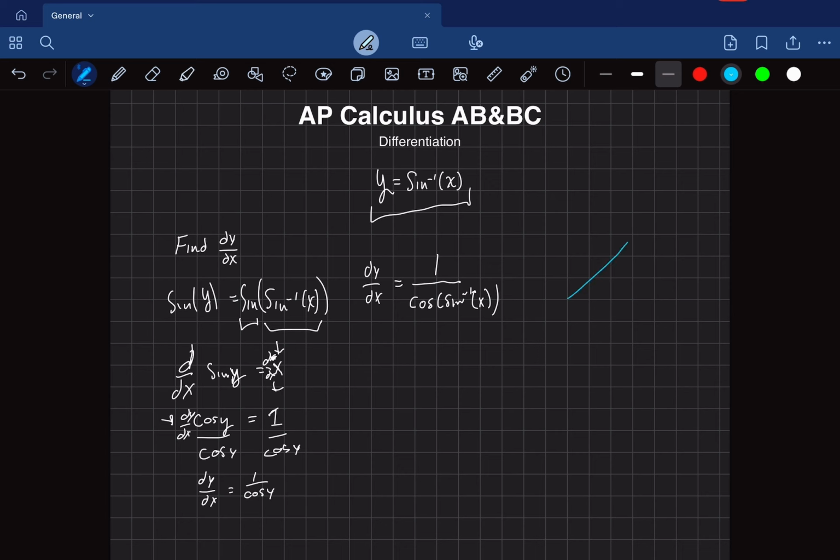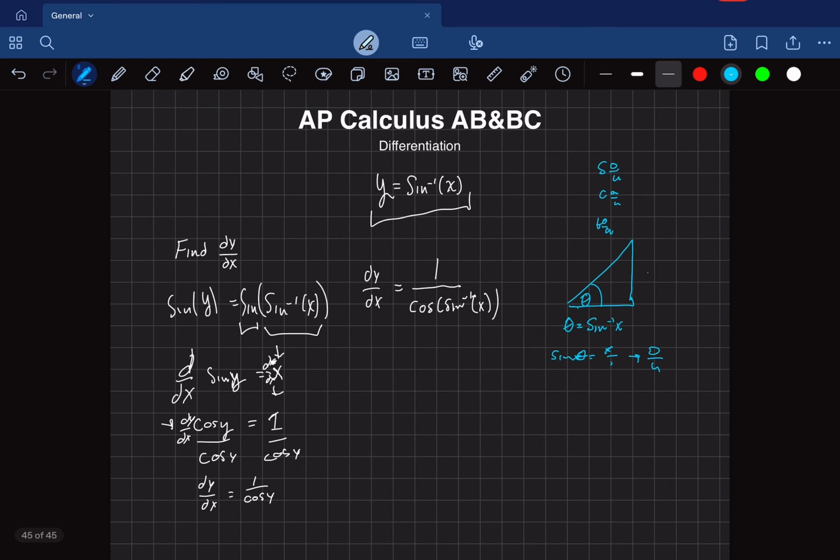I will make another one. So let's say that this is our triangle. So this is our angle theta, and let's say theta is equal to the inverse sine of x. That would mean that the sine of the angle is equal to x divided by 1. So since sine, if we look at SOH CAH TOA, it implies the opposite side divided by the hypotenuse. That means that our opposite side is x and our hypotenuse is just 1.